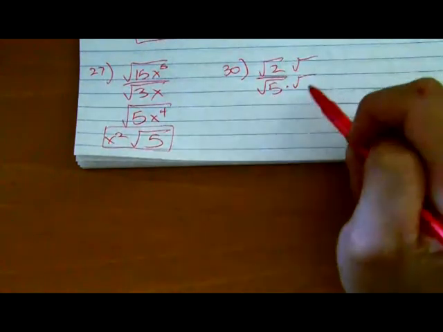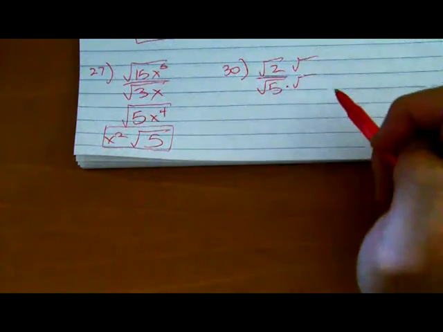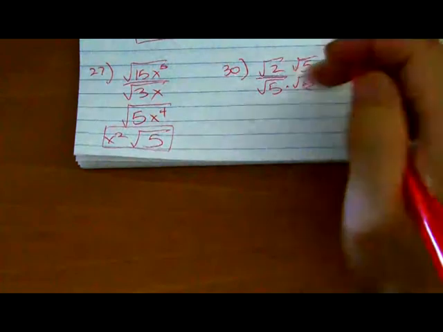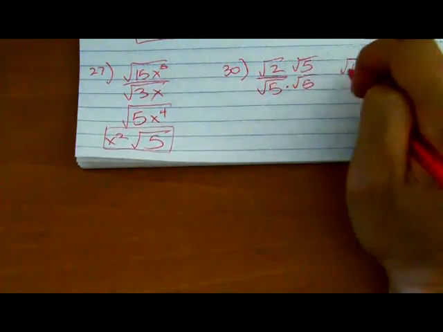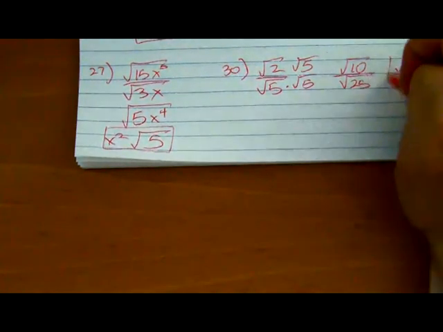We need to multiply by something so that it can square root in the denominator. We could try 5. That'd be square root of 10 over square root of 25. We can square root that now. Square root of 10 over 5.